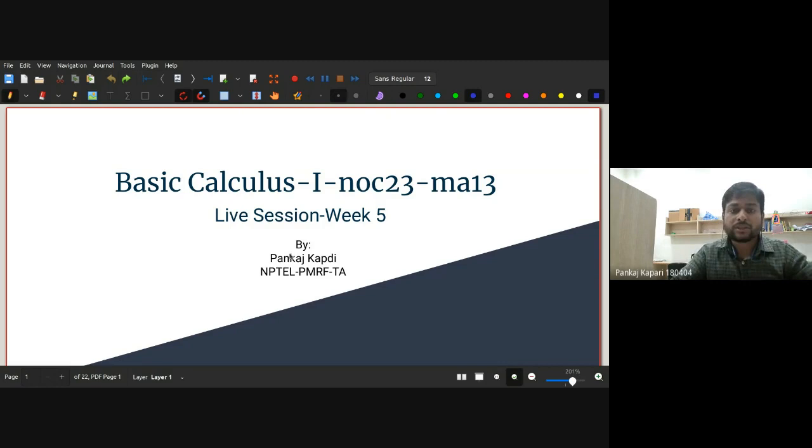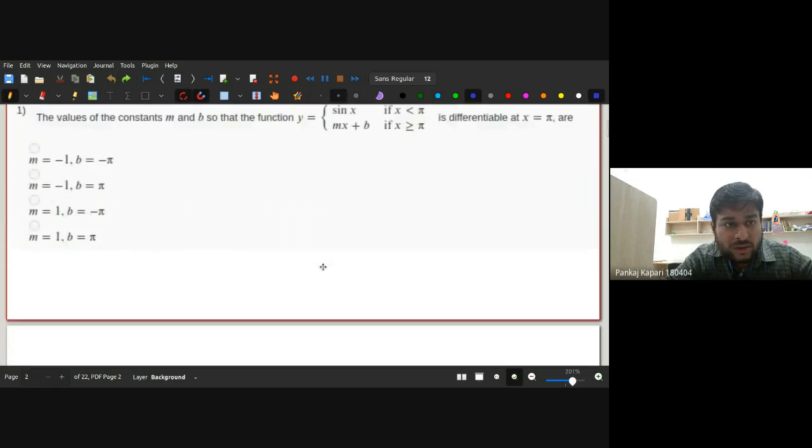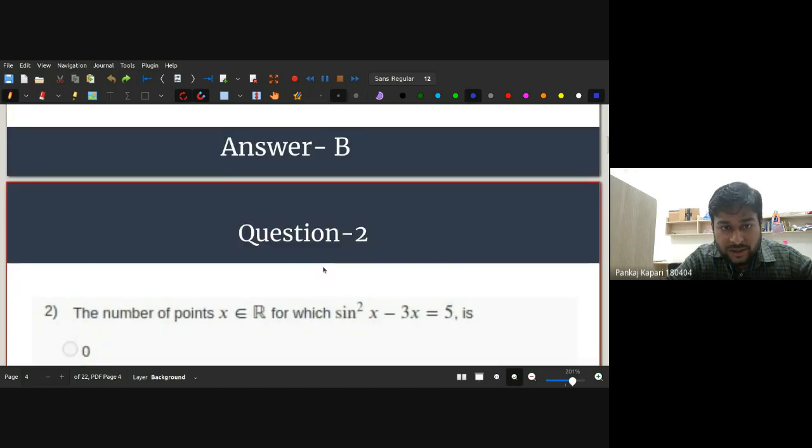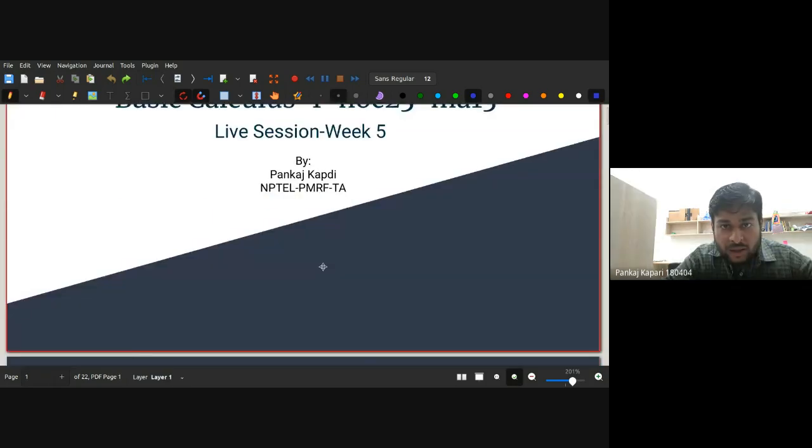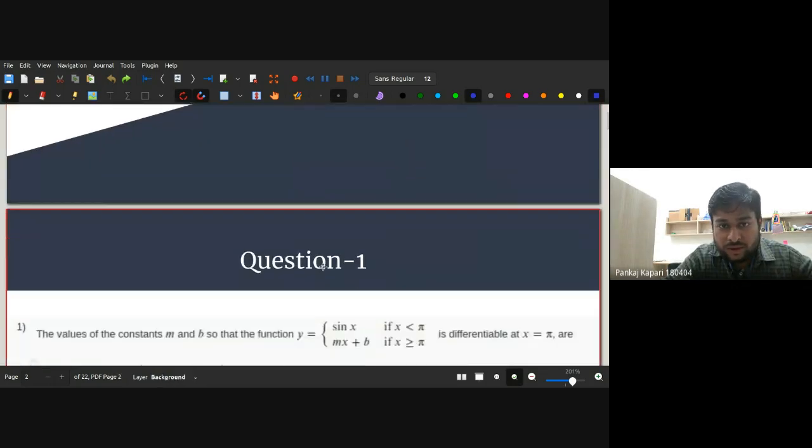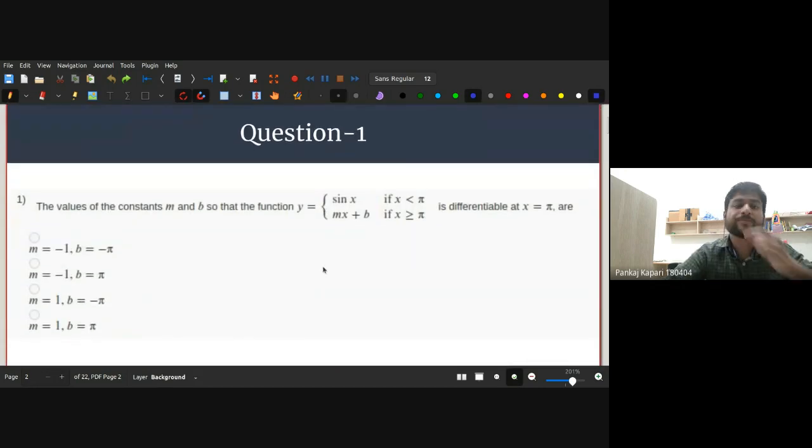So this week I'll be discussing some problems related to differentiability and its applications. So let's start with our first problem. So this is our first problem.